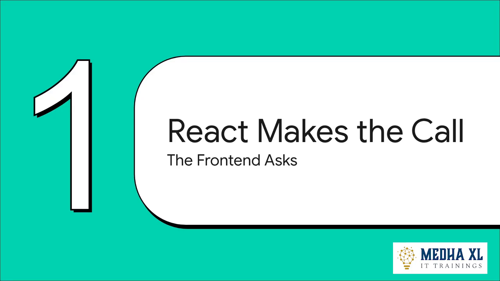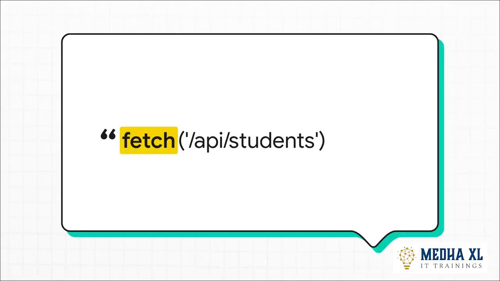So let's break that down piece by piece. We're going to kick things off with step one, the front end. How exactly does React go about placing that order for data? Believe it or not, it all starts with just one powerful line of code like this. This is the exact moment the React app says, hey, server at the /API/students address, I need that list of students you've got. It's a clear, direct request.